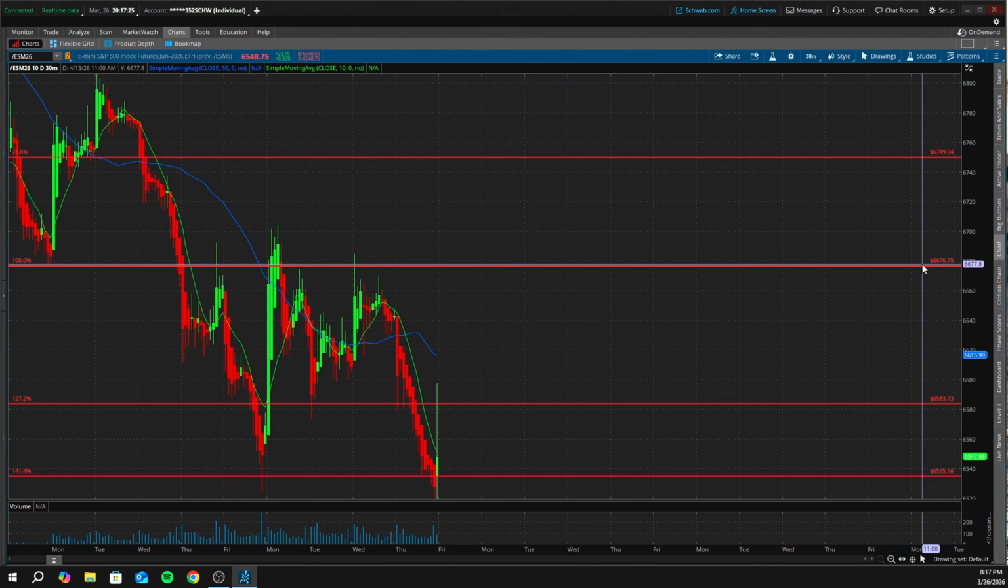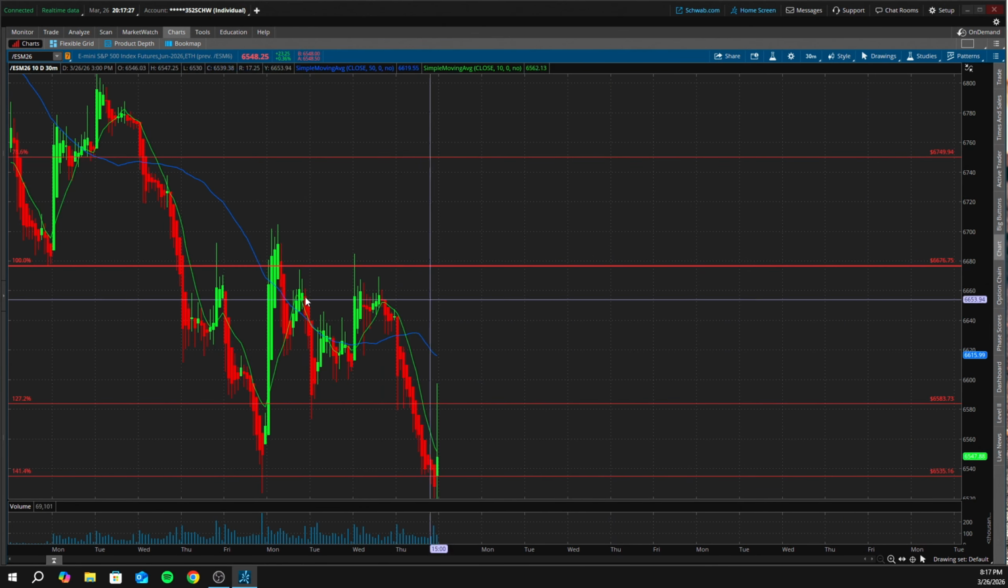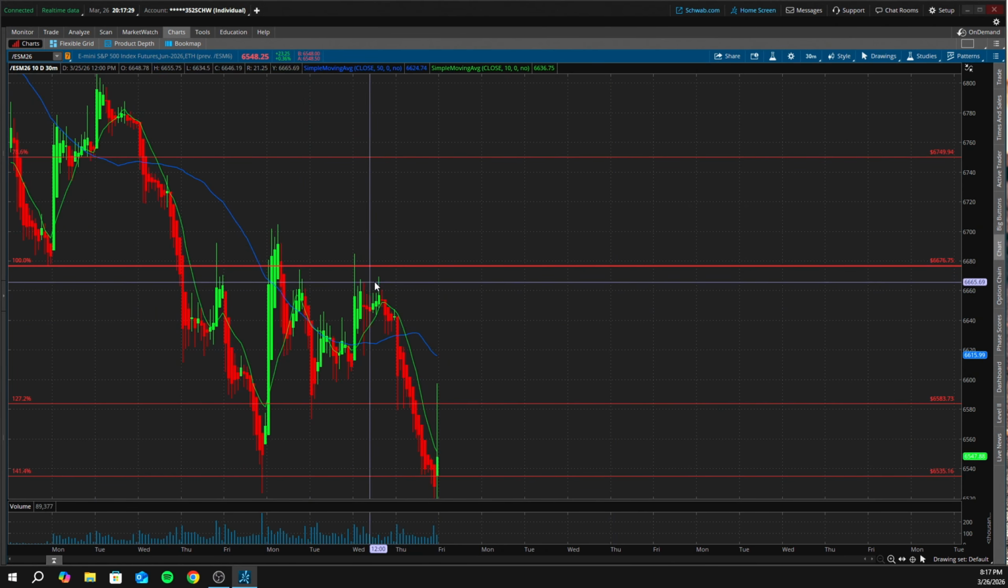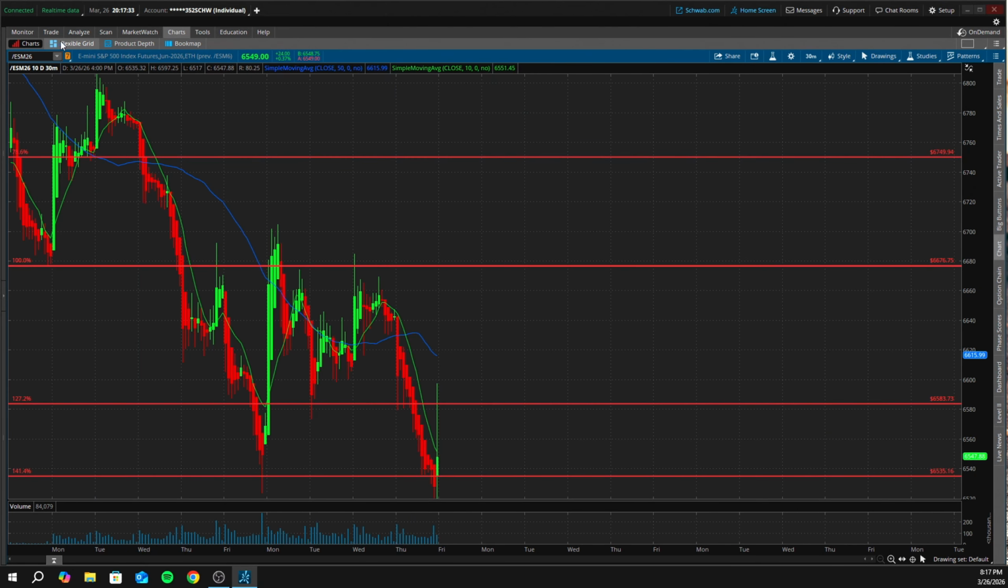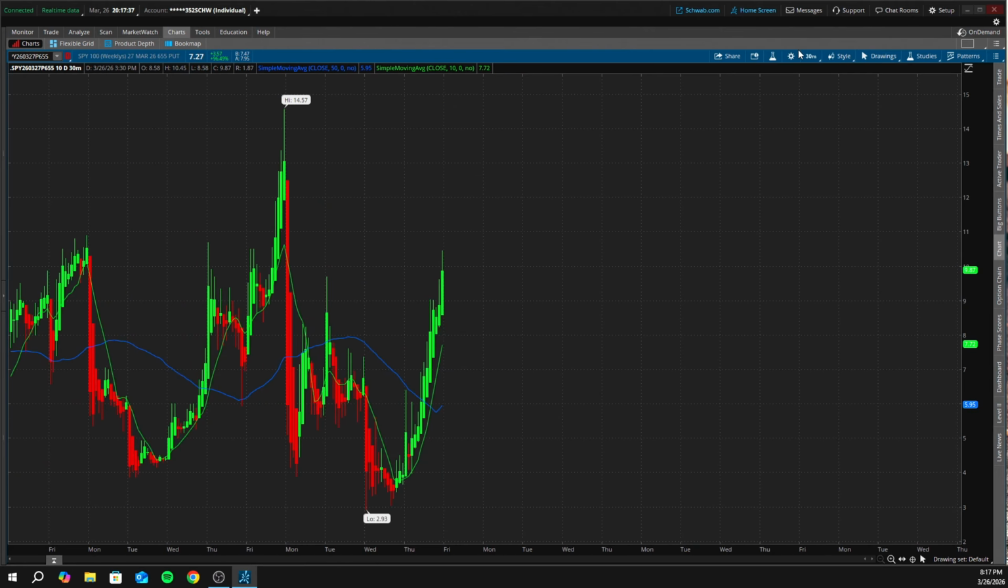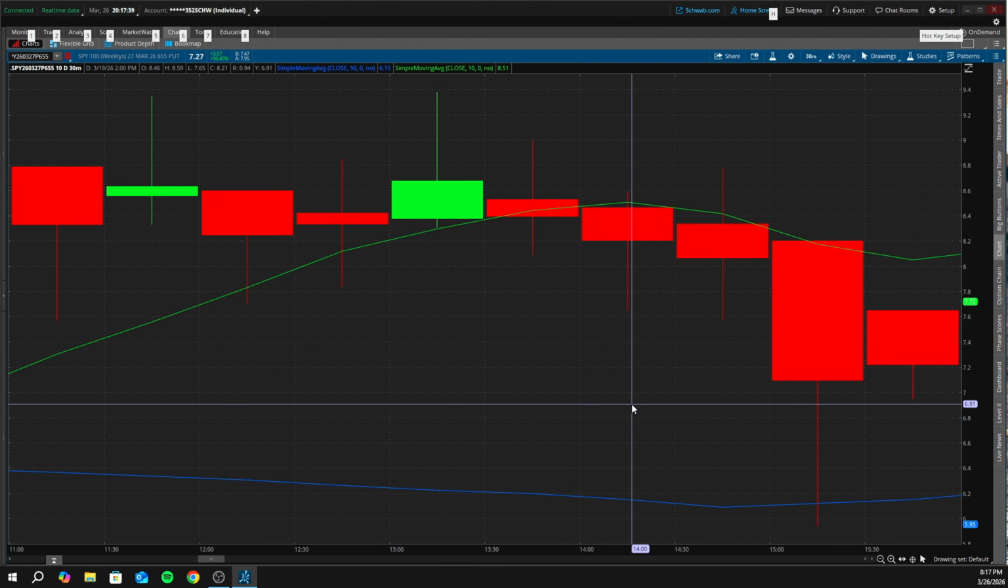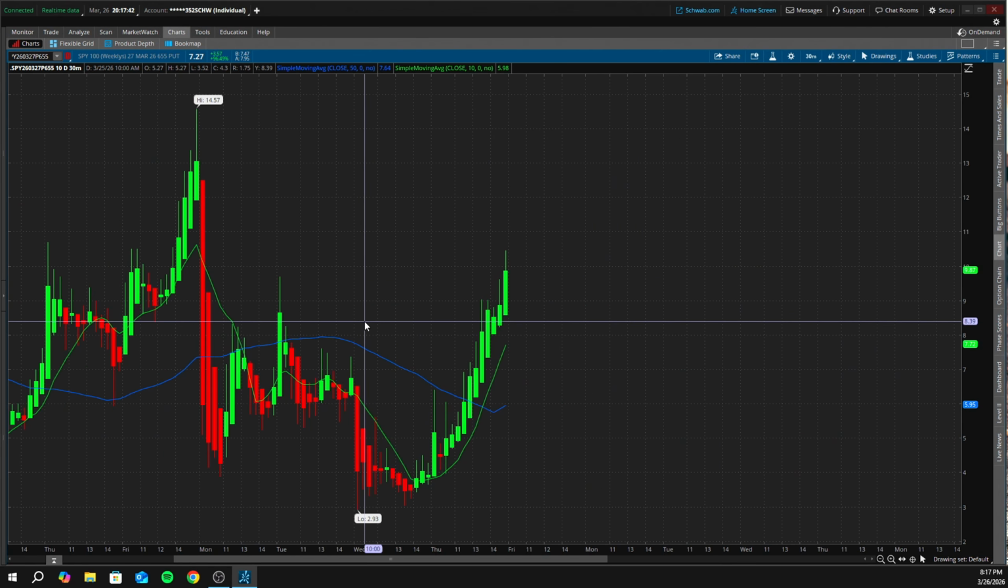65.83 to 66.76 is the range we were playing and looking for a break, and we ended up getting a break of it in the afternoon here after 1 o'clock. And you guys can see what actually ended up happening on the 30-minute later in the day. What happened? 10's above the 50 here. We finally flipped bearish here on the 30-minute.